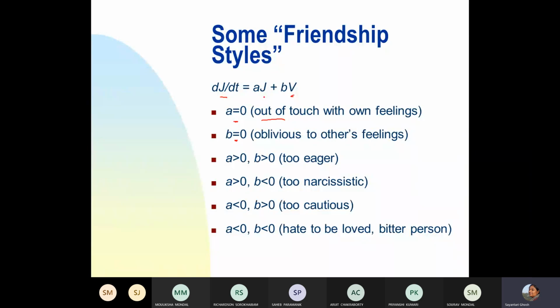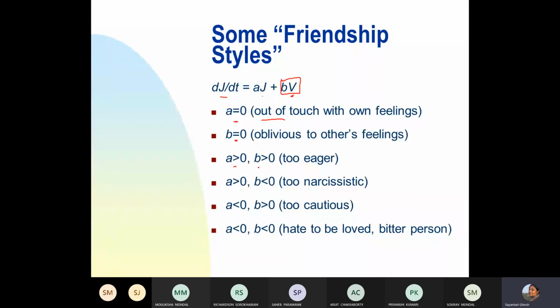So if it is 1 currently, and you just ignore this entire term for now, just see how J controls dJ/dt. You can see an exponential growth if A is greater than 0, right? So that means that if a little bit of caring is there in the mind of J, then it grows exponentially over time.